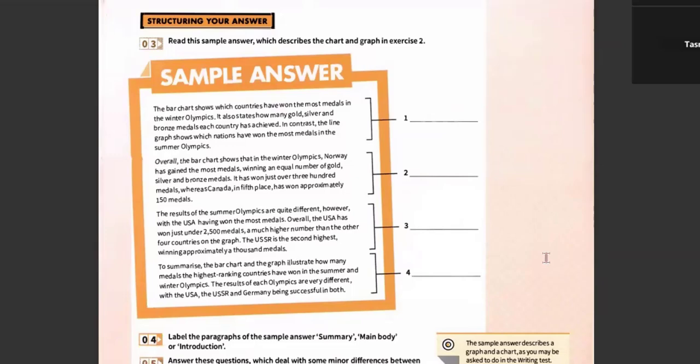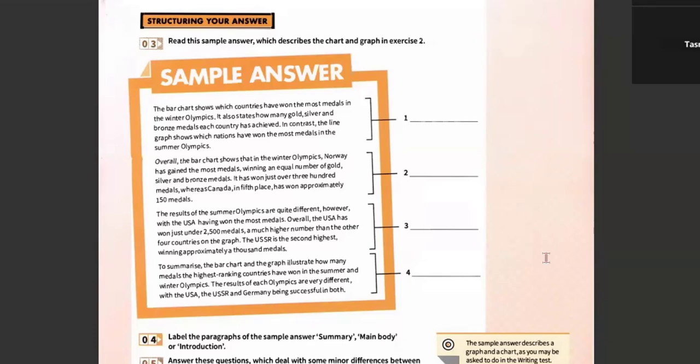Here we have a sample answer again, yet another sample answer, but here this sample answer is not in order. There are four paragraphs given. You have to read through the sample answer and find out which paragraphs should come first, second, third, and fourth. Sorry, which paragraph should be labeled as the introduction, as the main body, and as the summary or conclusion.